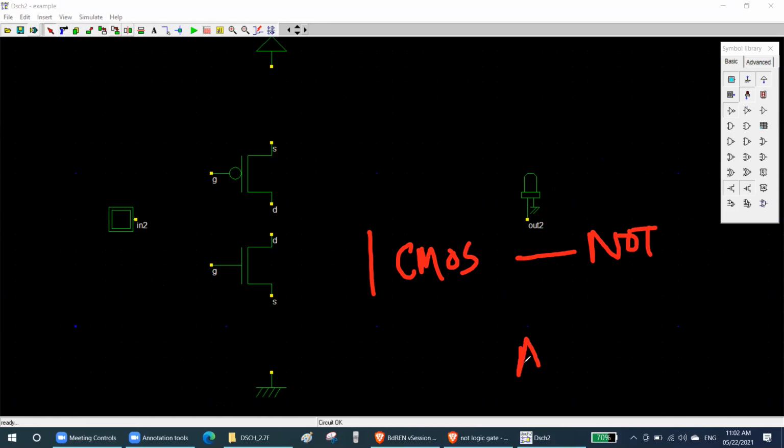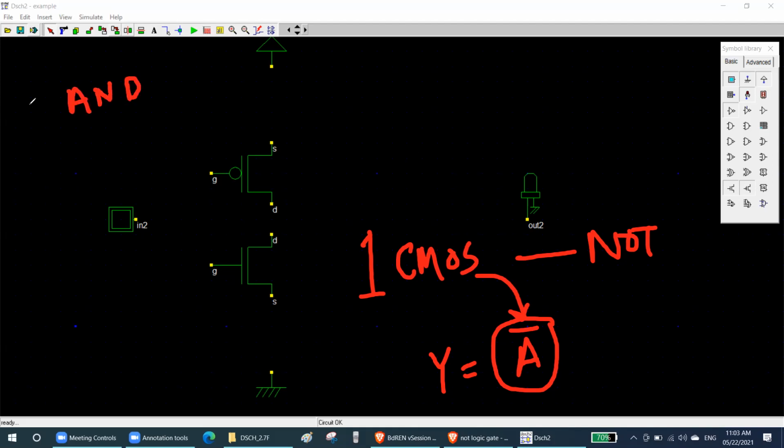NOT gate means a bar. The output is a bar, right? So whatever you are going to design using CMOS, it will have a bar. Listen to me very carefully. Whatever you are going to design using CMOS, it will have a bar on its output expression. Later you can remove the bar, but whatever you are going to design at first using CMOS, it will be a bar. So that's why we are not going to do the AND gate first. Rather, we will do the NAND gate first.